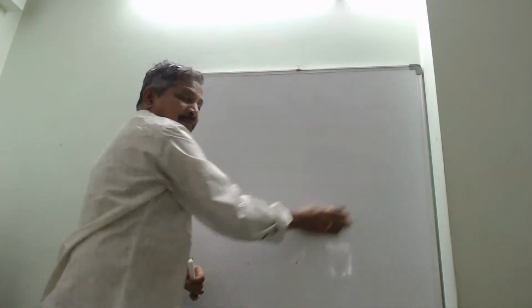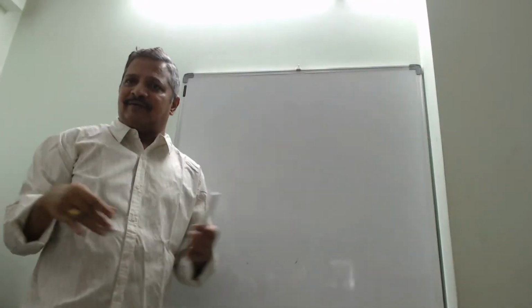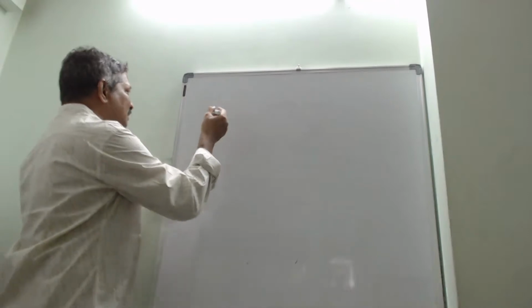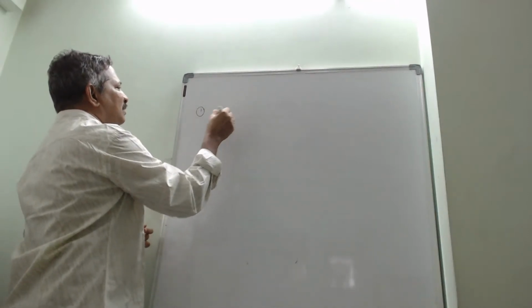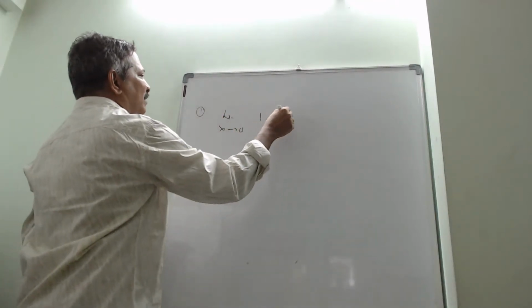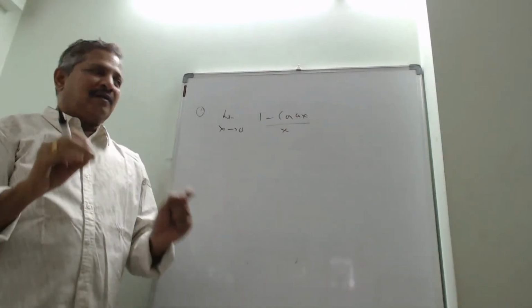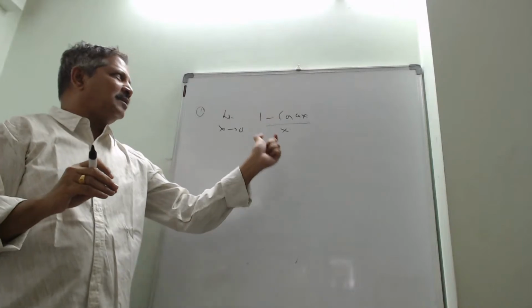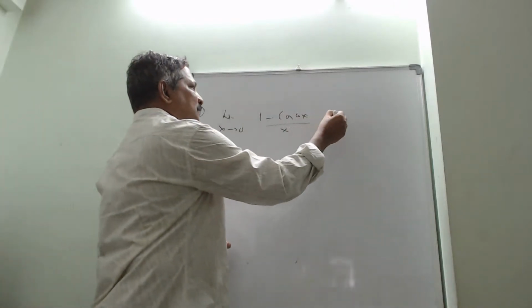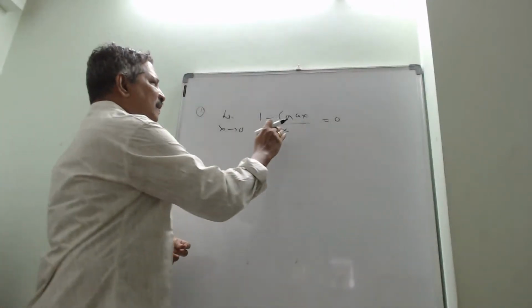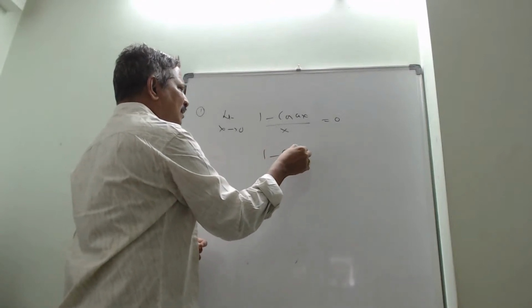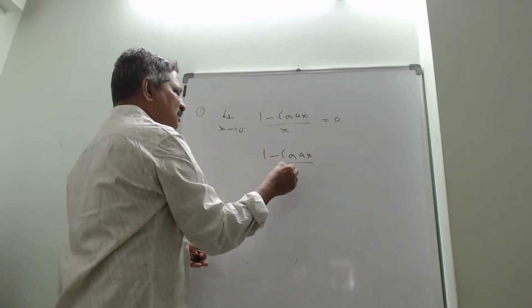For objective purposes, for theoretical purposes, we will derive it totally. Now, the next thing: if it is limit x tends to 0, (1 minus cos ax) by x, it is always 0. It is not only x, any term f of cx.